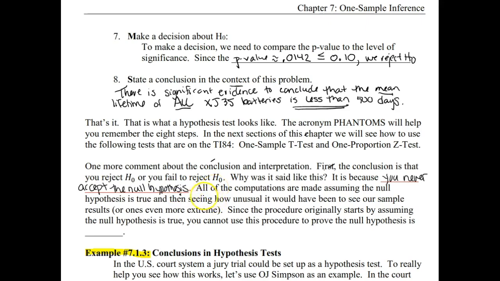The reason for that is because all of the computations are made assuming the null hypothesis is true, and then seeing how unusual it would have been to see our sample results, or ones even more extreme. Since the procedure originally starts by assuming the null hypothesis is true, you can't use this procedure to prove the null hypothesis is true. It's an underlying assumption to begin with.